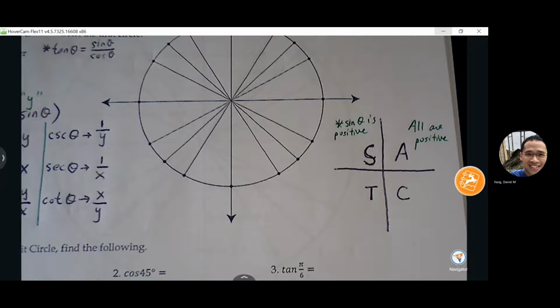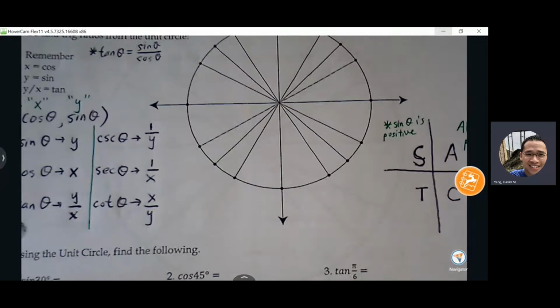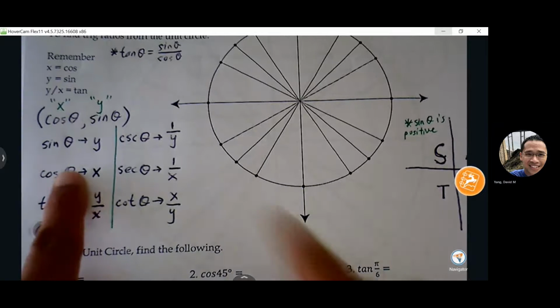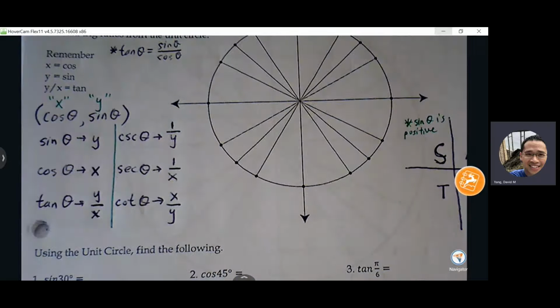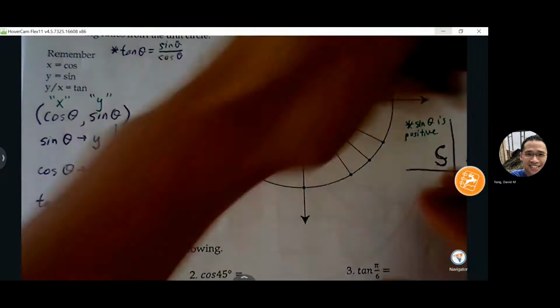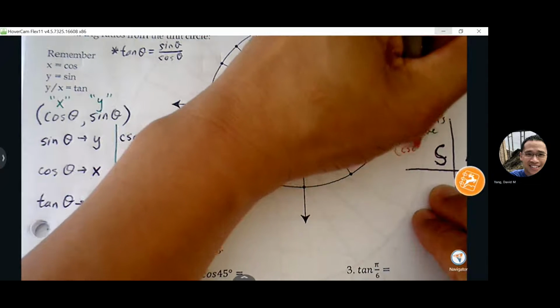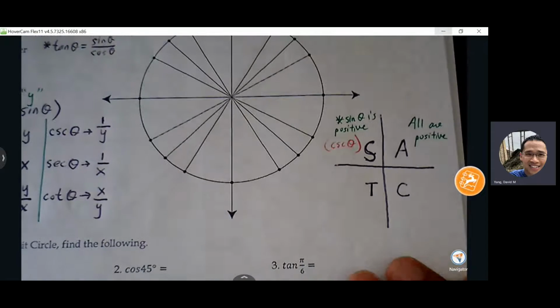Now, that's not a completely true statement because sine is not the only thing that's positive. There's also something else that's positive. What's that? Cosecant, right? Anything that is the reciprocal version of it also falls into that category. So if you want to put in parentheses cosecant, that's also good. So sine and its related trig function are the only ones positive, and everything else will be negative.